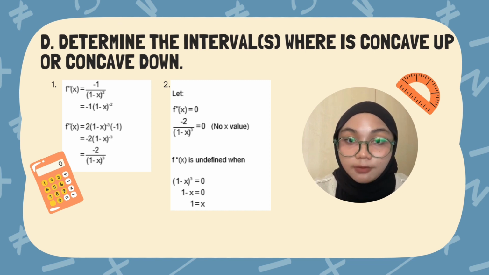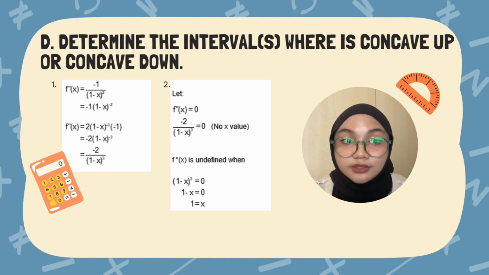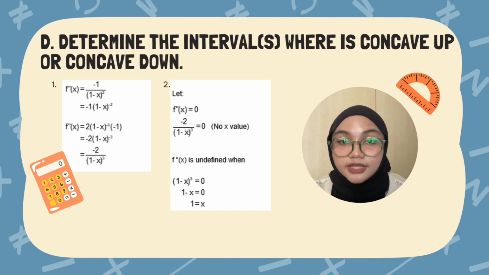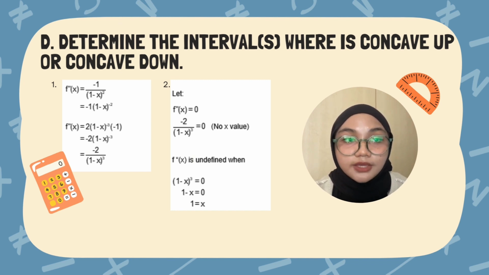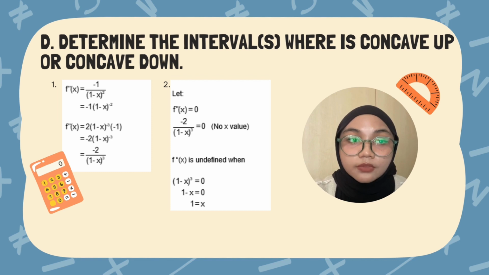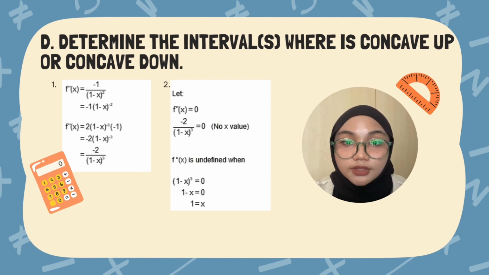Next, we set f''(x) equal to 0. From the answer that we get, which is negative 2 over (1 minus x) cubed, we equate it with 0. Then we will not get an x value. The next step is f''(x) is undefined when (1 minus x) cubed equals 0. Then we will get the answer for x is 1.